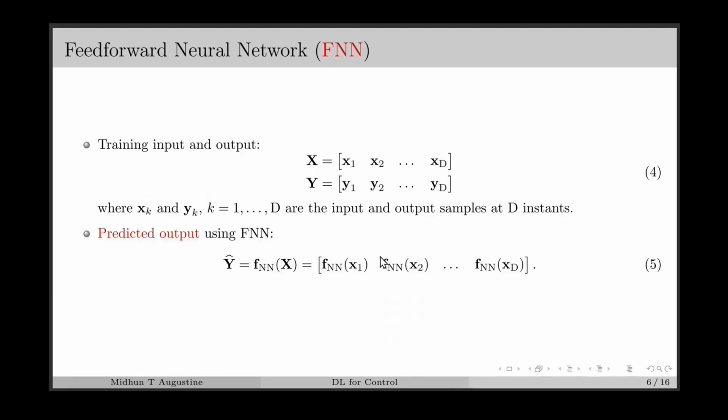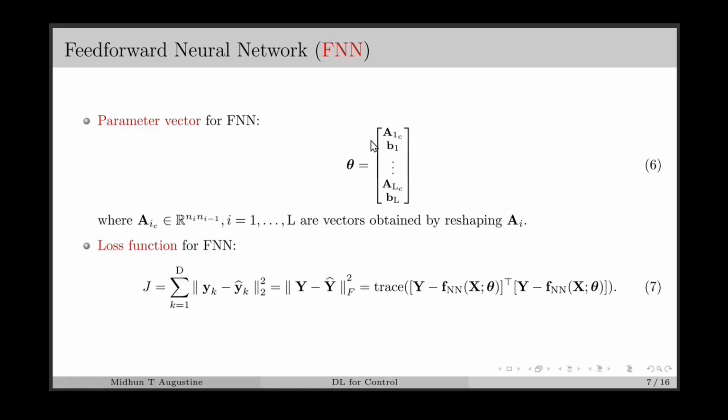Now, the training input and output for the FNN can be represented as in equation 4, where X contains the input samples, which are X1, X2 till XD, and the matrix Y contains the output samples, which are Y1, Y2 till YD. Then using FNN, we can compute the predicted output, where Y1 hat is FNN of X1, and Y2 hat is FNN of X2, and so on.